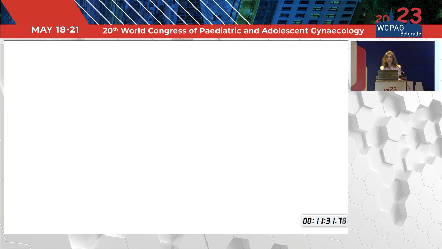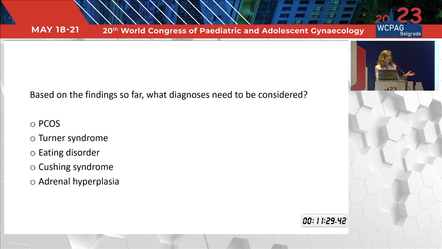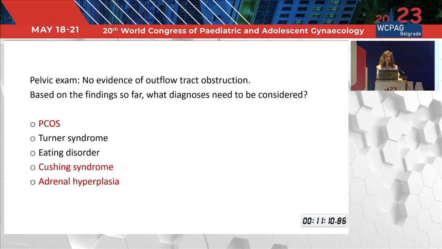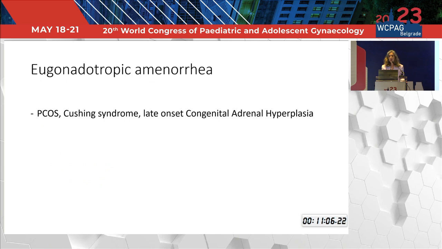So based on our findings so far, we have a few diagnoses. I think it is not Turner. It is not an eating disorder. By history taking, we ruled that out. So we're left with the 3 diagnoses: PCOS, Cushing syndrome, and adrenal hyperplasia. Obviously, ultrasound and imaging of the pelvis would diagnose that.